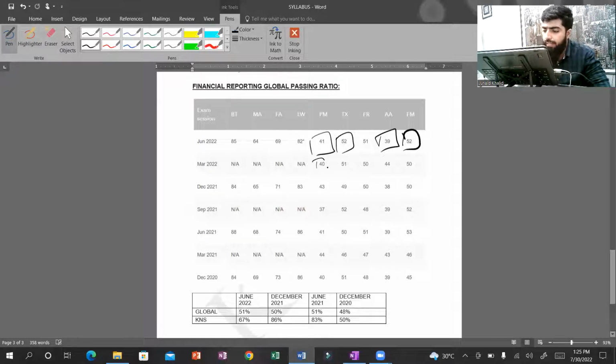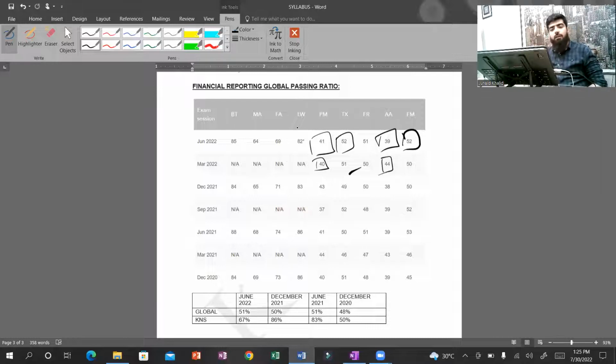In the March 2022 attempt, F5 was 40%, F8 44%, and likewise F9 and F7 had an equal global passing ratio. So I would say it's not on the poor side. If you look at F5 and F8, they are dangerous subjects, and most students feel fear. Most students don't attempt F5 as their first skills paper, because you can see the passing ratio of F5 is quite embarrassing, or you can say quite fearful.